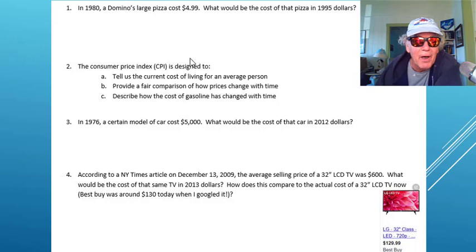Let's see. We've got in 1980, Domino's large pizza cost $4.99. What would be the cost of that pizza in 1995 dollars? Now we're making an assumption here. Do you know what the assumption is? The assumption is we're assuming that the price of a Domino's large pizza increased by the same rate as inflation. That's the assumption we're making.